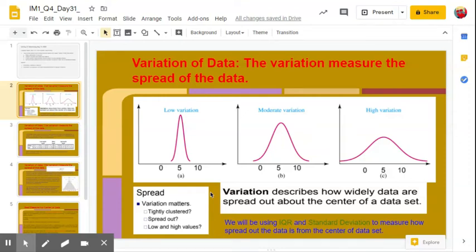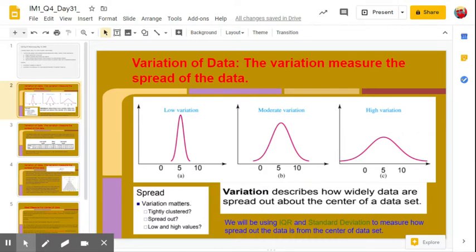Another way we're going to describe data sets and their graphical representations is the variation of the data. If there's low variation, all the data values seem to be bunched around the middle. They're really close. If there's high variation, then it's going to be spread out greater from the middle. So variation basically describes how widely data is spread out from the center of the data set.